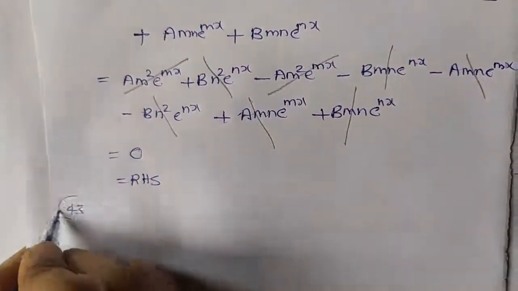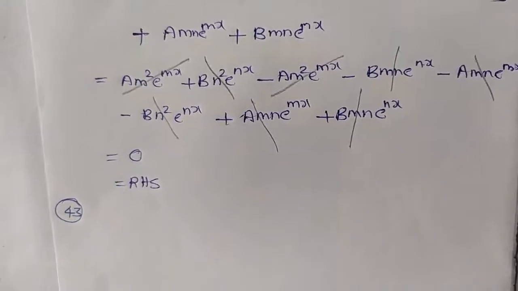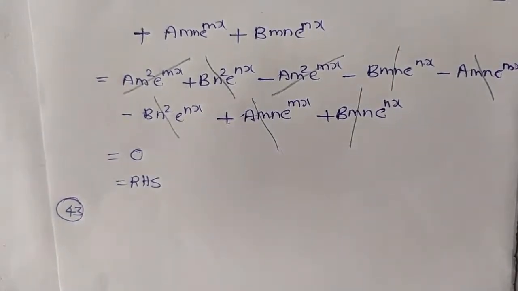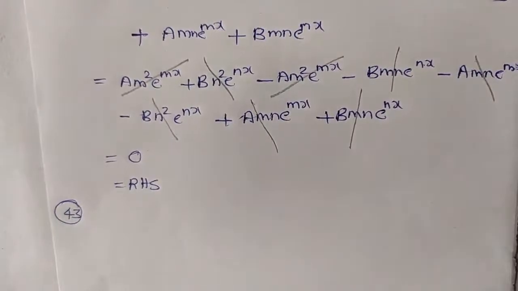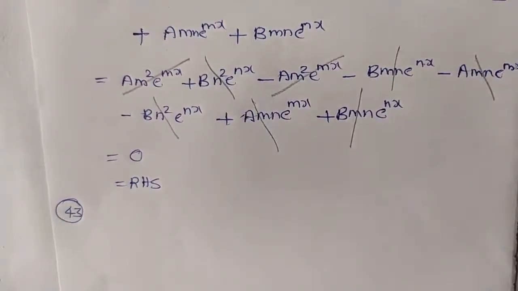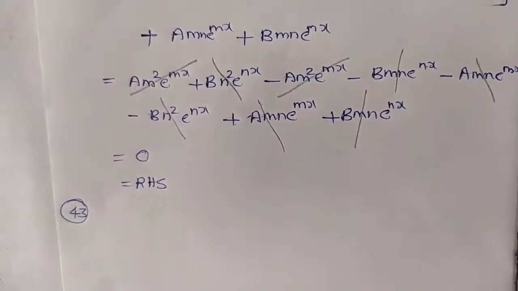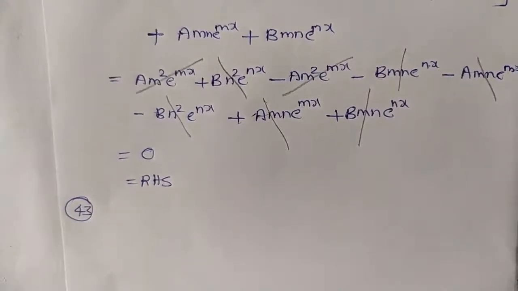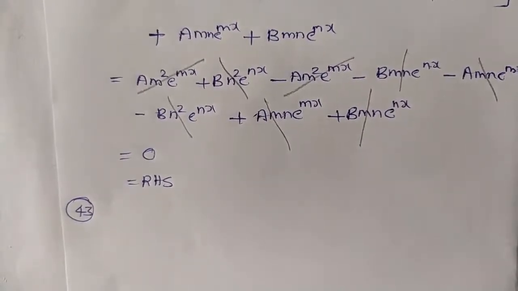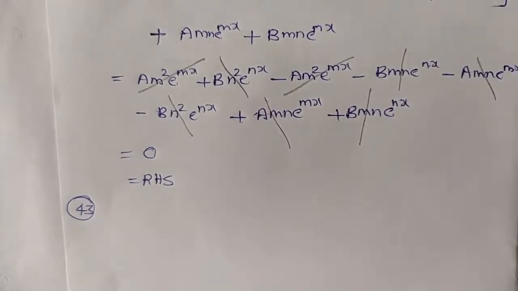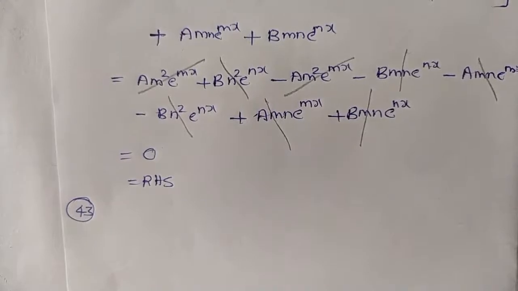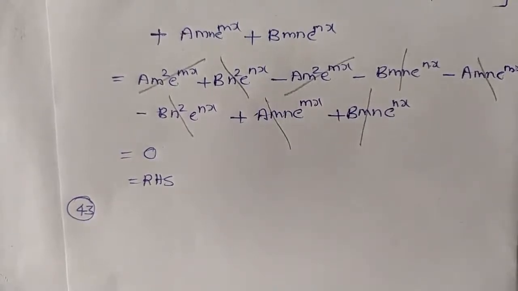Question number 43 in your question paper. The length of a rectangle is decreasing at the rate of 5 centimeter per minute, and the width y is increasing at the rate of 4 centimeter per minute. When x equals 8 centimeter and y equals 6 centimeter, find the rate of change of, first, the perimeter, and second, the area of the rectangle.